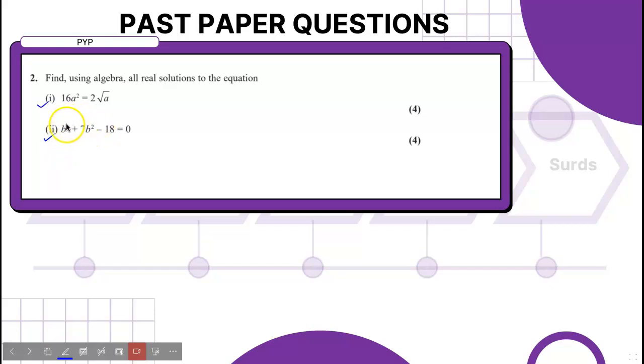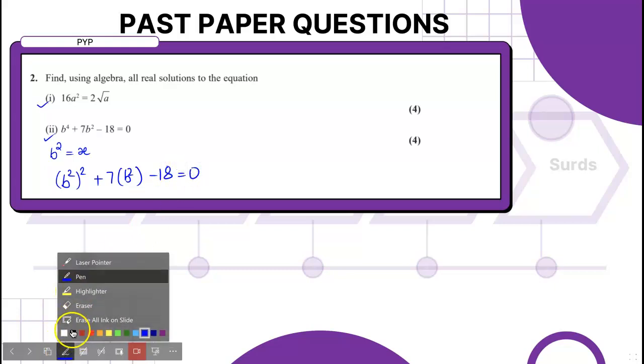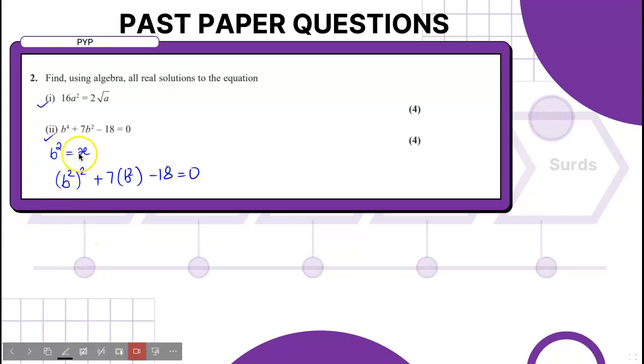So whenever you have degree 4 or the highest power 4, what we do, we take b squared as, say for example, x. So wherever you have b to the power 4, can we write it as b squared whole squared plus 7 b squared minus 18? You would be able to relate. Yesterday we discussed many questions like this, in the previous lesson. So b squared is going to be replaced by x. So we have b squared here and here. So let's write x squared plus 7x minus 18 equals 0.